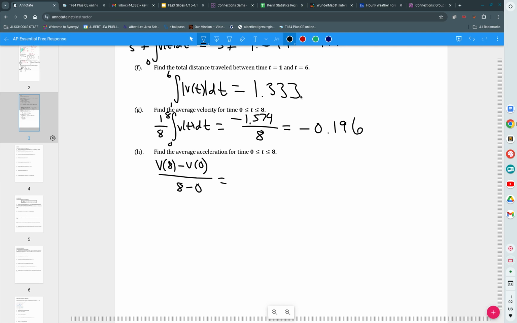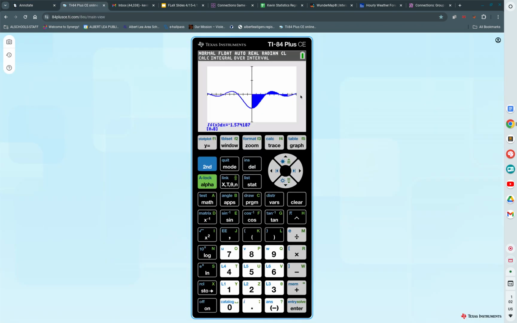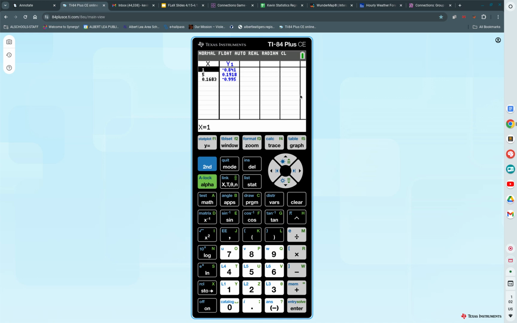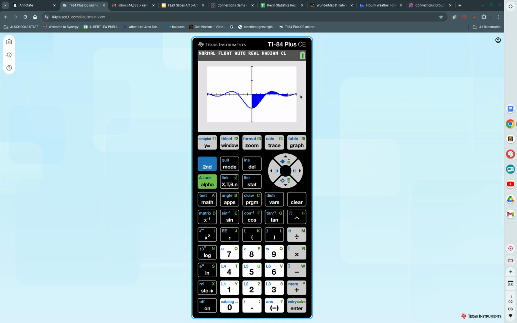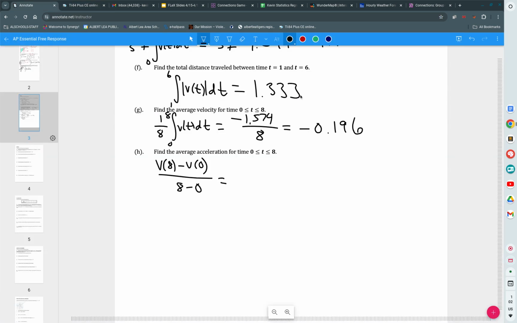Average acceleration, I have to do v of 8 minus v of 0 over 8 minus 0. If I go into my table and I type in 8, I get negative 1.124. And if I type in 0, I get an error. Oh, I forgot I didn't change that part of the problem. What does it look like you would get if you plug in 0 to this function? Negative 1, right? Let's just use that for the sake of the problem, but they wouldn't put this problem on the AP exam because it would be incorrect.